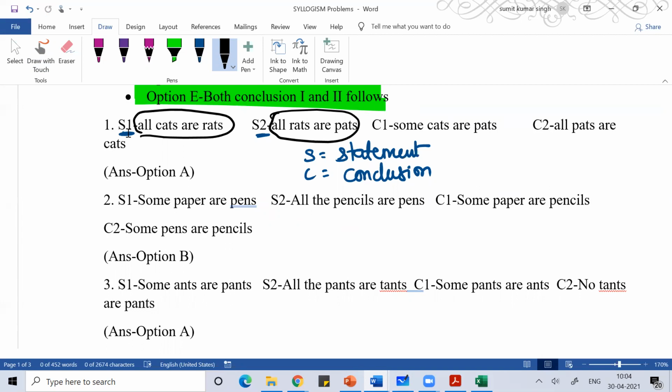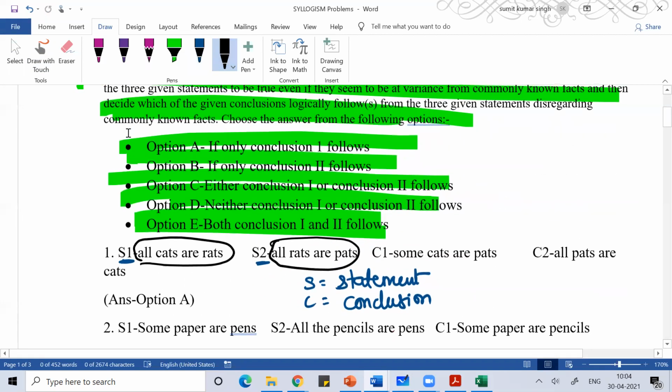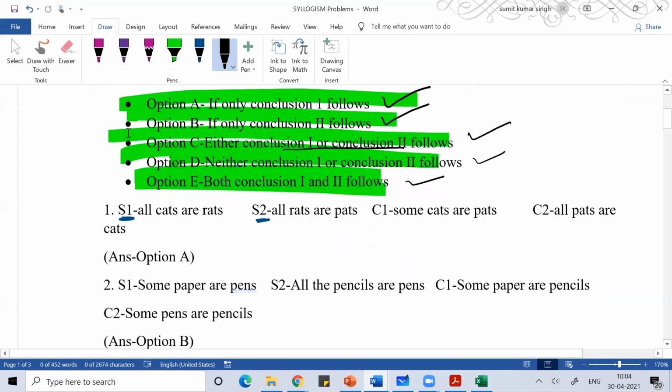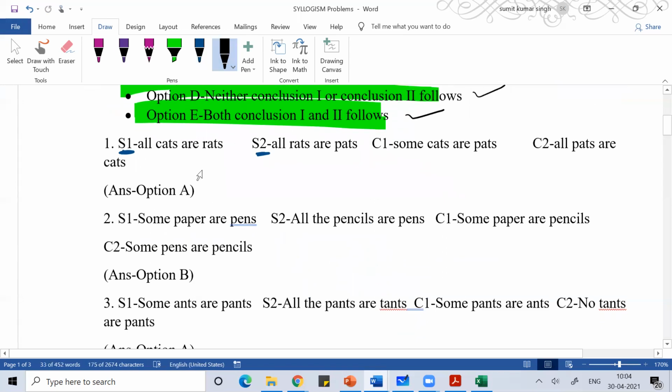You will choose option A if conclusion one is true and conclusion two is false. You choose option B if conclusion one is false and conclusion two is true. You choose option C if either conclusion one or two is true. You go with option D if neither of them is true, or option E if both of them are true. So based on this, we'll solve the question.